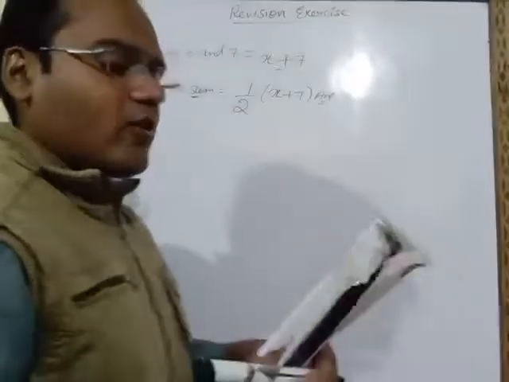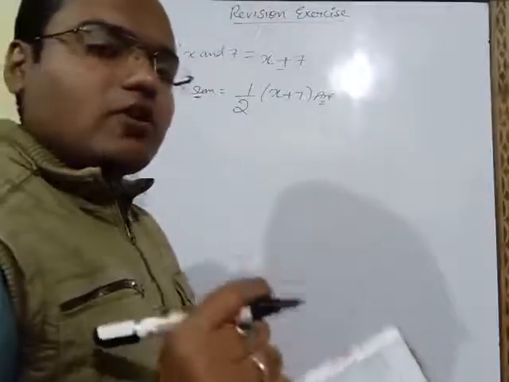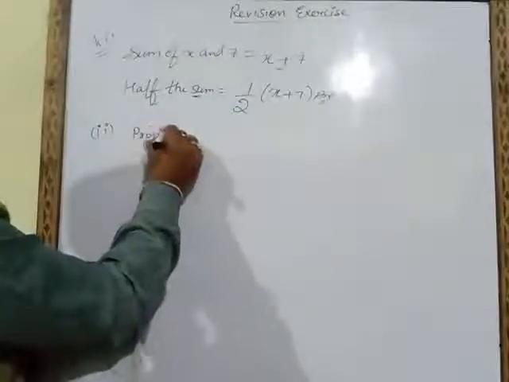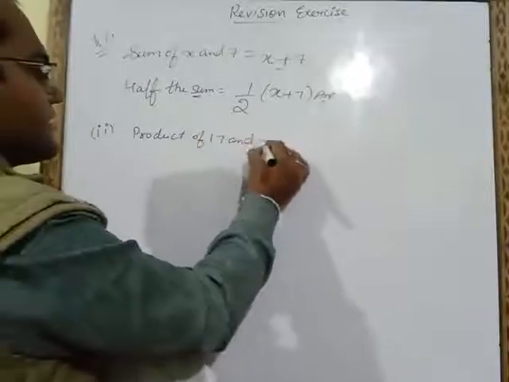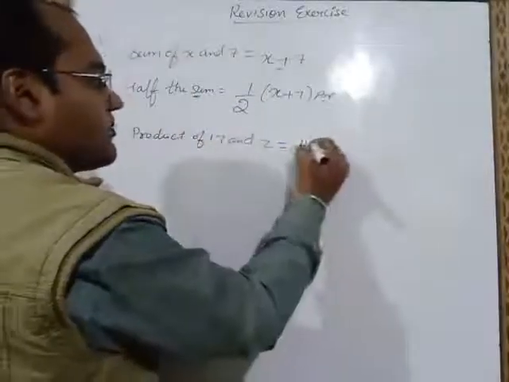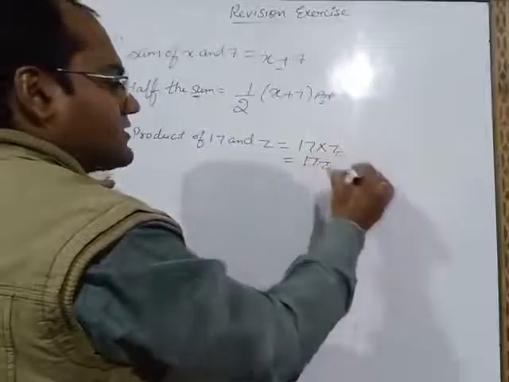5 subtracted from the product of 17 and z. So first of all you have to write product. Product of 17 and z. Product means multiply. So 17 multiply z, when we do that, the answer will be 17z.